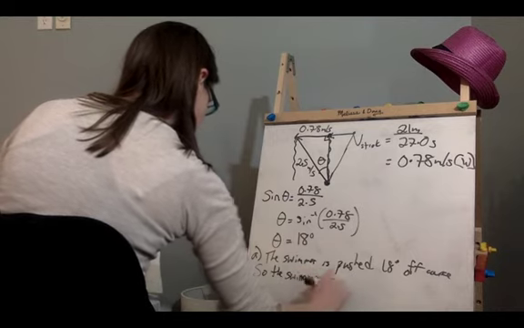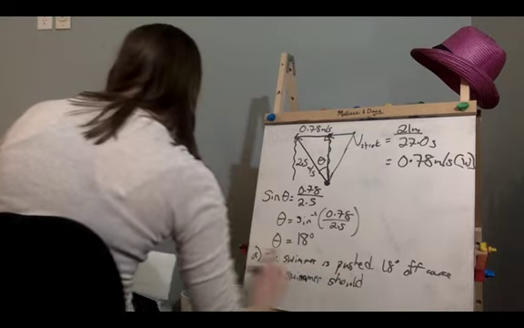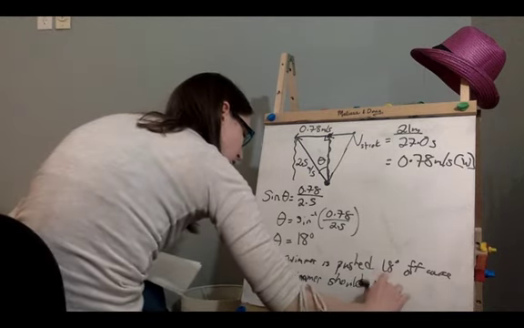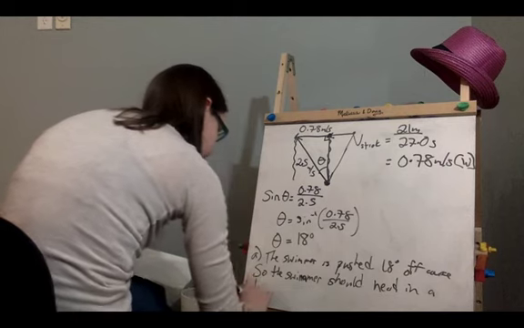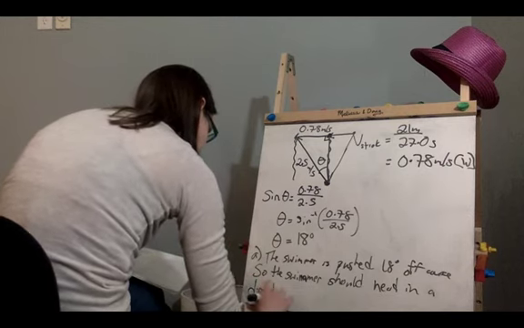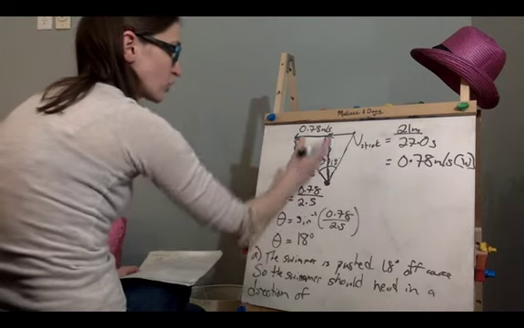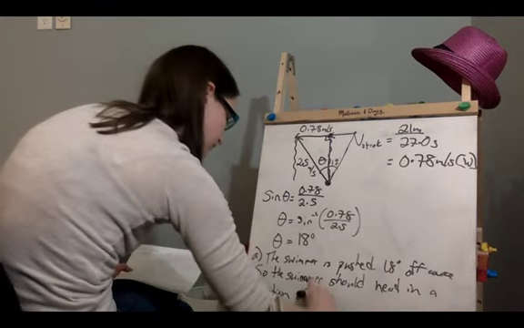So the swimmer should head in a direction of, again, we want this to be the 18 degrees, so that would be north 18 degrees east.